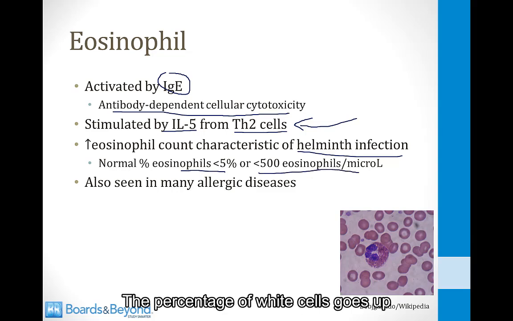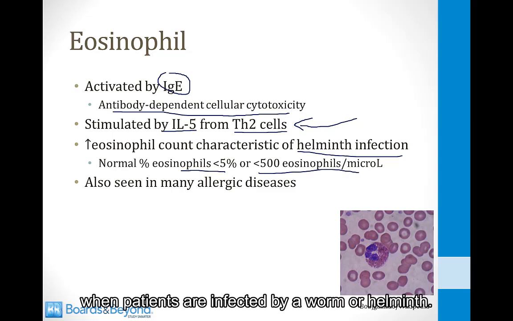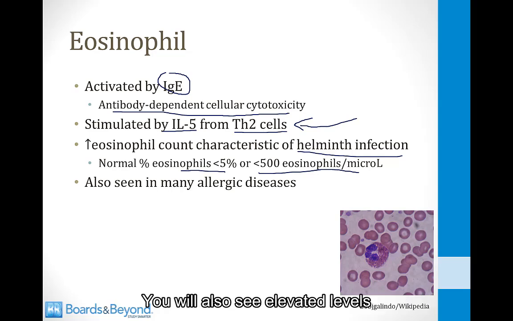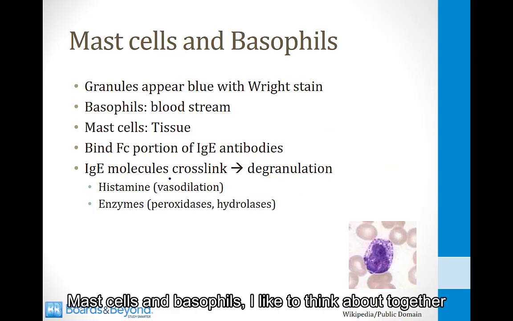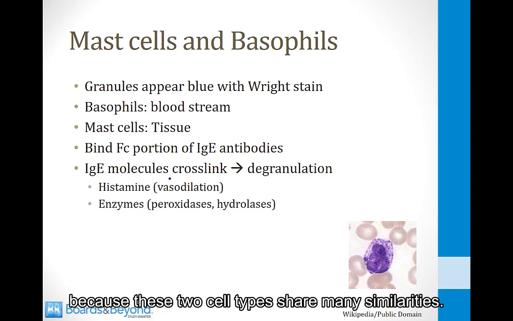The percentage of white cells goes up when patients are infected by a worm or a helminth. You will also see elevated levels of eosinophils in many allergic diseases. Mast cells and basophils I like to think about together because these two cell types share many similarities.